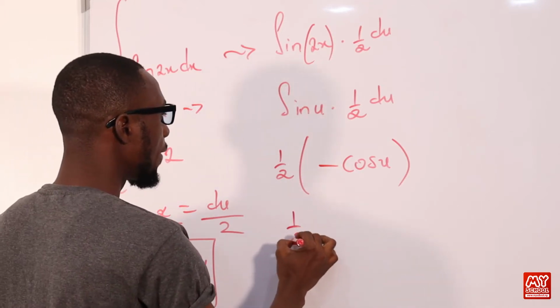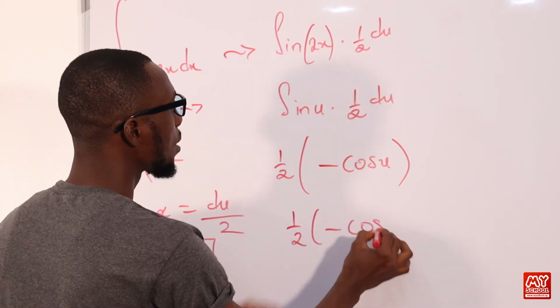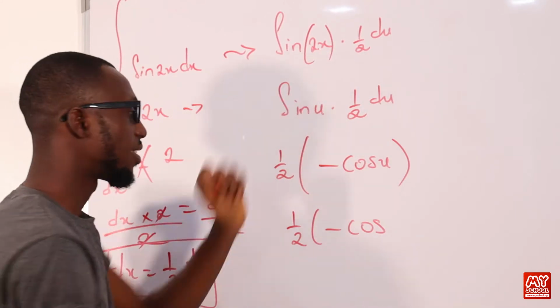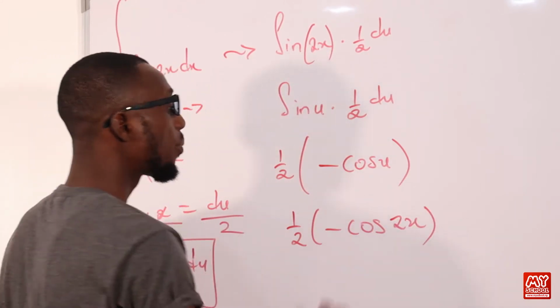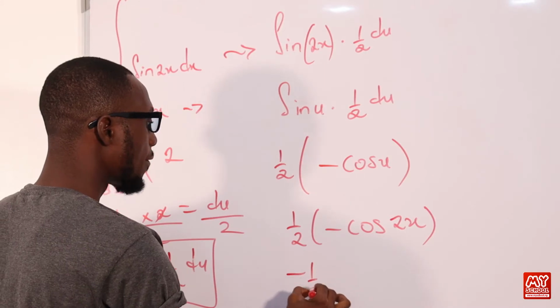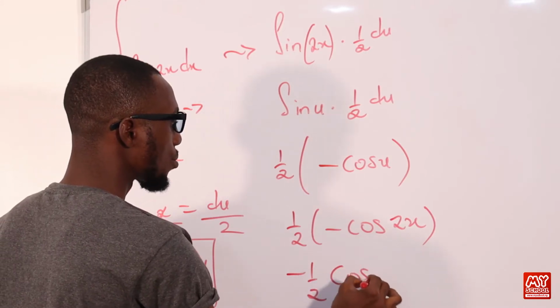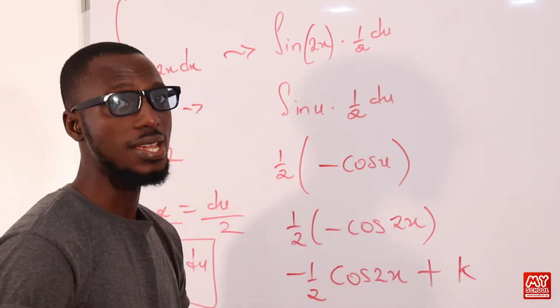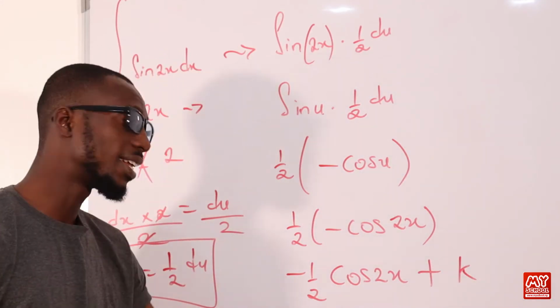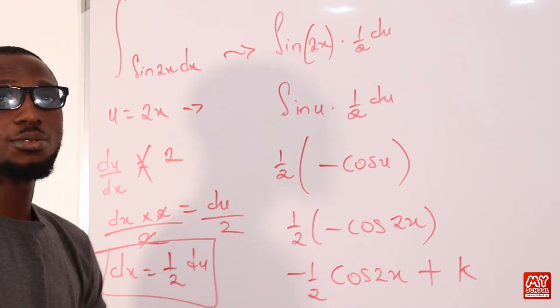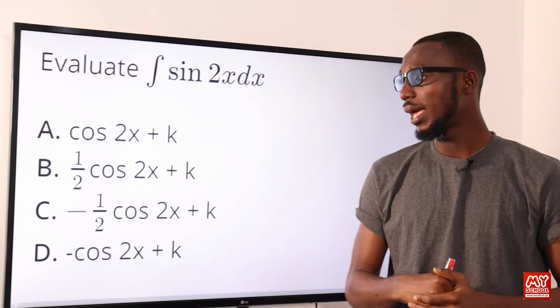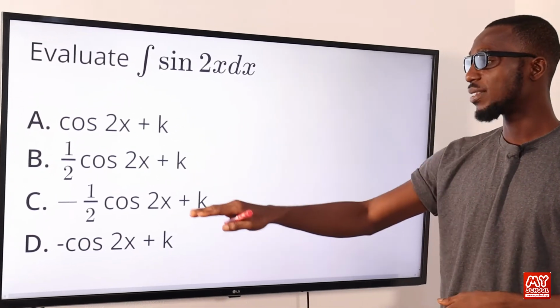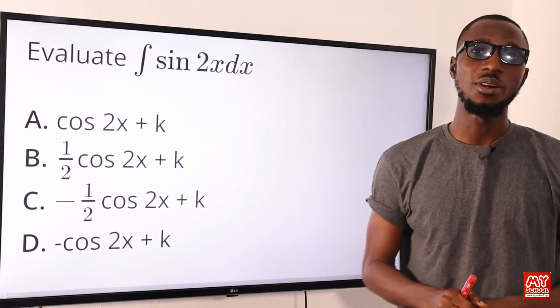So we have half into brackets minus cos. What's our u? 2x. So if I open up the brackets, I would have minus half cos 2x plus your constant. I can use k, I can use c. Based on the options provided, I'm using k. So let's go back to the screen to select the correct option. Minus half cos 2x plus k. Where do we find that? We find that in option C. So option C is your correct option.